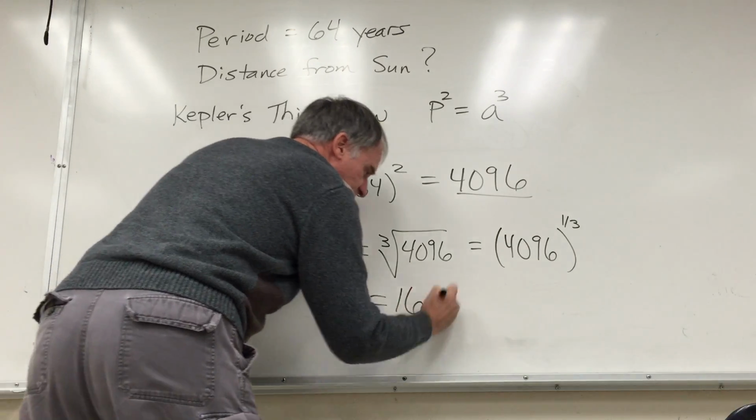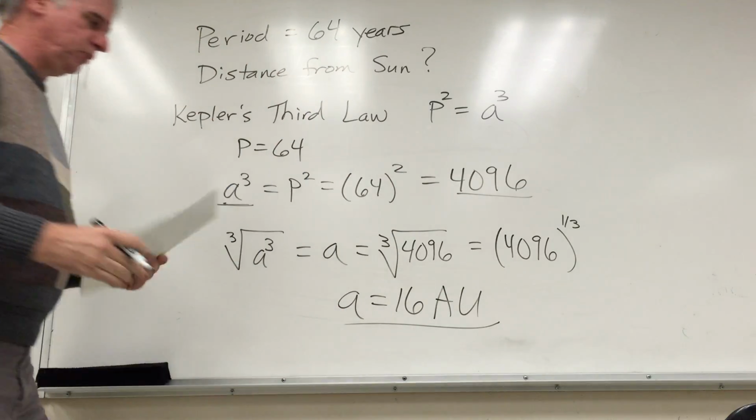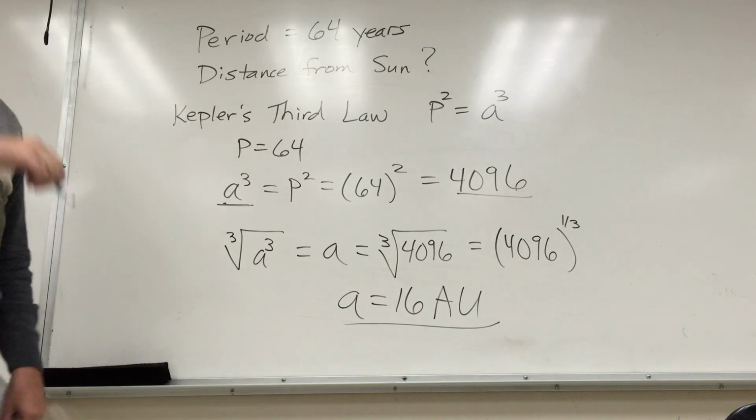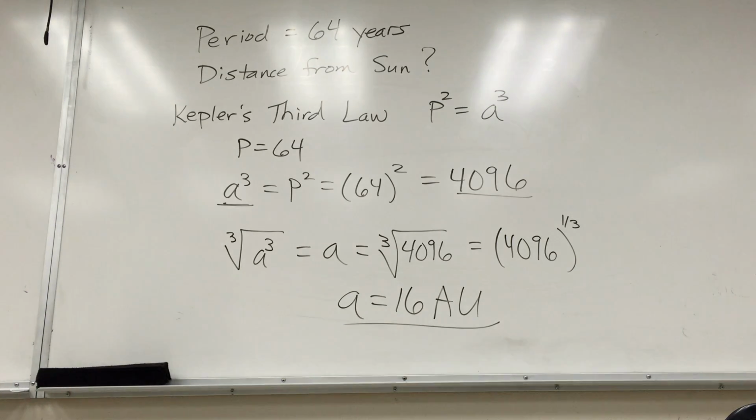So A is 16 AUs. The average distance of that planet from the Sun is 16 AUs. If it's a circular orbit, then it's always going to be 16 AU from the Sun.